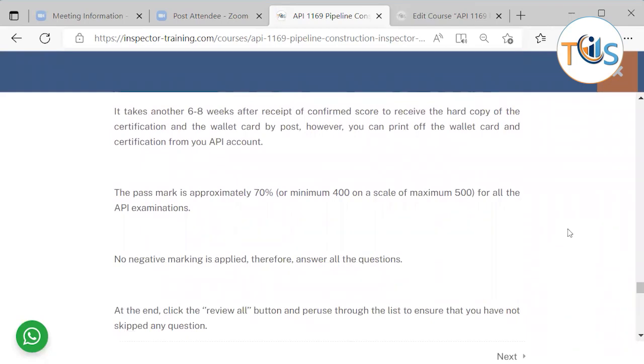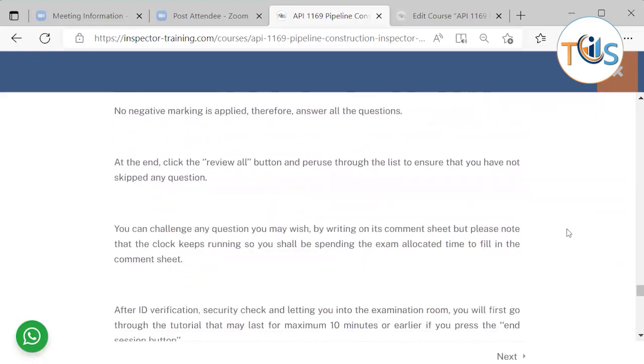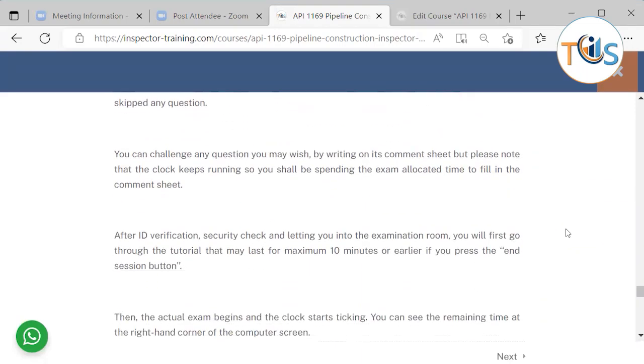However, you can print off the wallet card and certification from your API account once you receive the confirmed score. The pass mark is approximately 70%, minimum 400 on a scale of 500 for all the API examinations. There is no negative marking, therefore answer all the questions. At the end, click the review all button and peruse the list to ensure that you have not skipped any question. You can challenge any question you wish by writing on this caption or comment sheet, but remember that the time spent writing a comment comes off your allocated time.